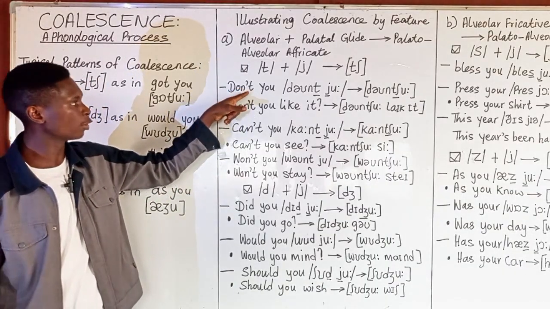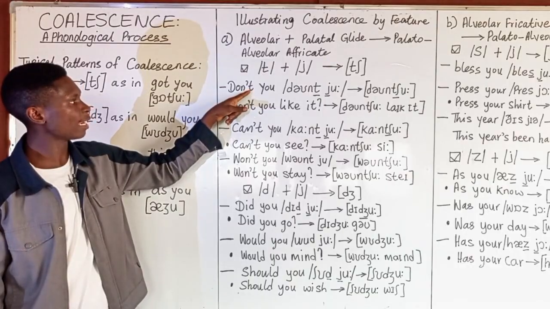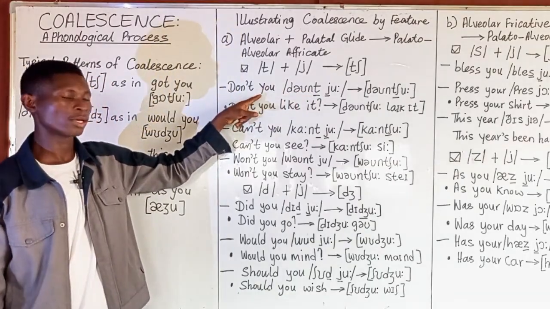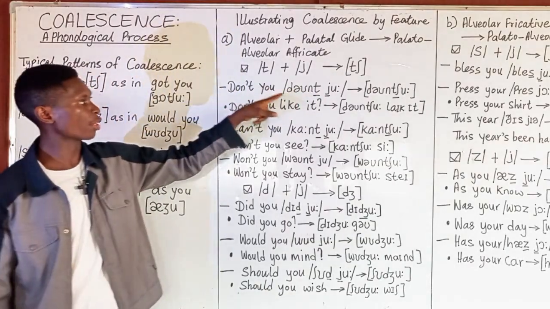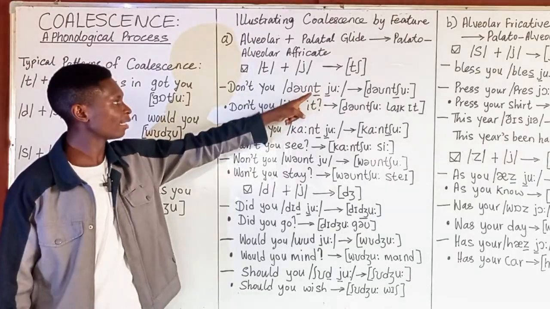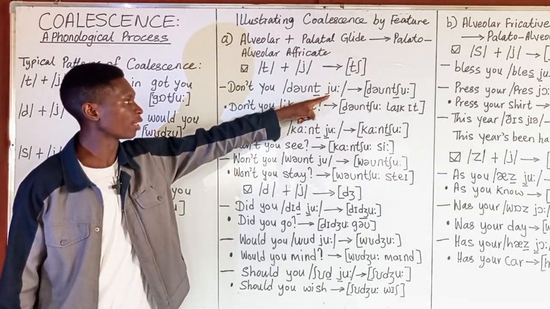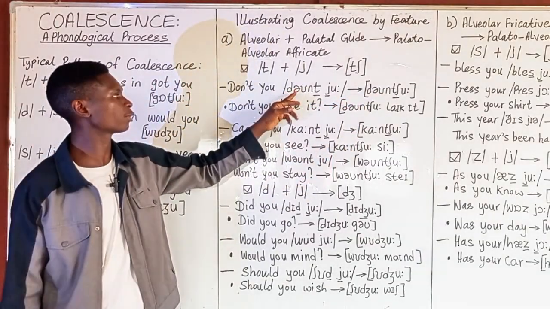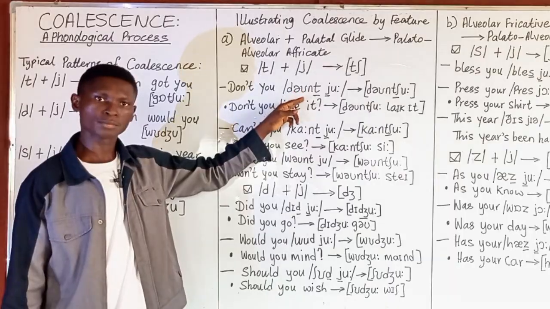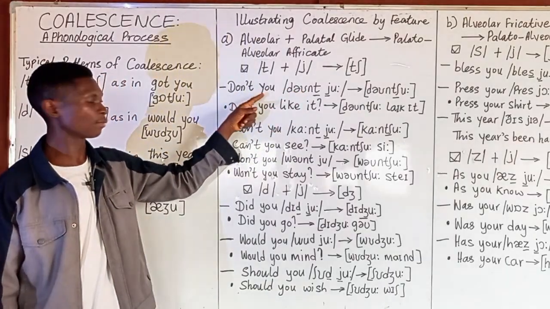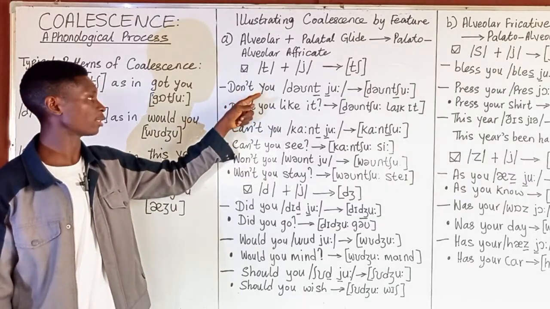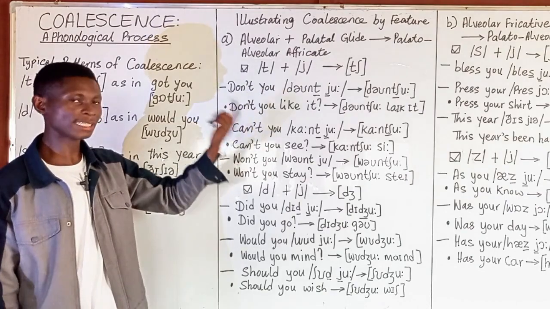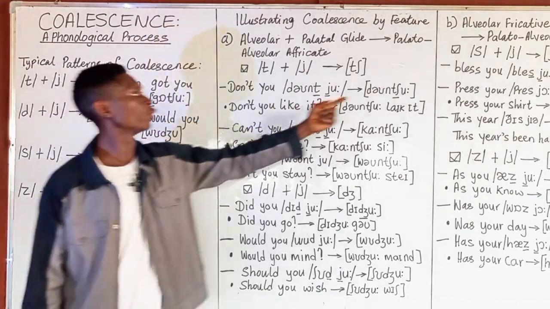We have the words "don't" and "you." "Don't" ends in T, whereas "you" begins with Y. Hence, the last sound here and this will give us "don't you." But if you want to pronounce these words carefully, in careful pronunciation, you are going to have "don't you." But in connected speech, you are going to have "don't you."